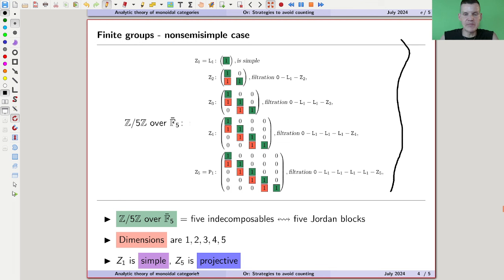Only one of them is simple, only one of them is projective. So this one is a simple one, this one is the projective one, and then you have this blurry in the middle. And you can ask exactly the same type of questions.